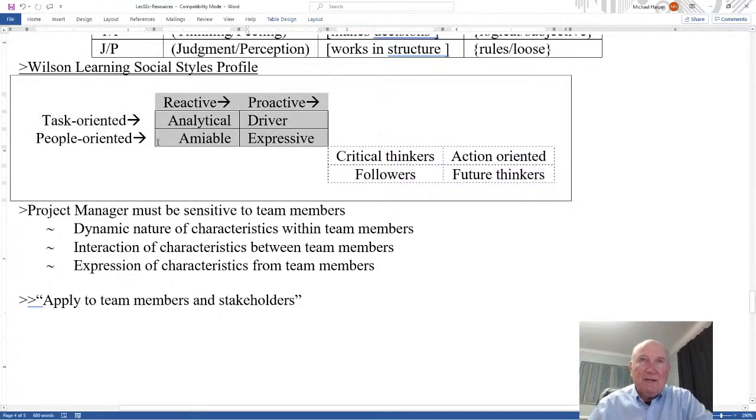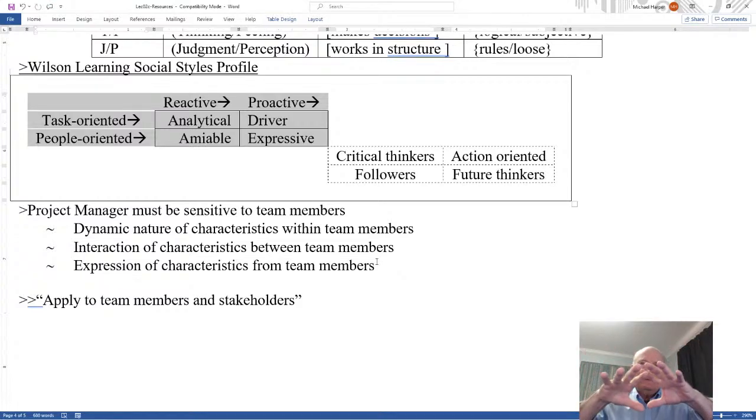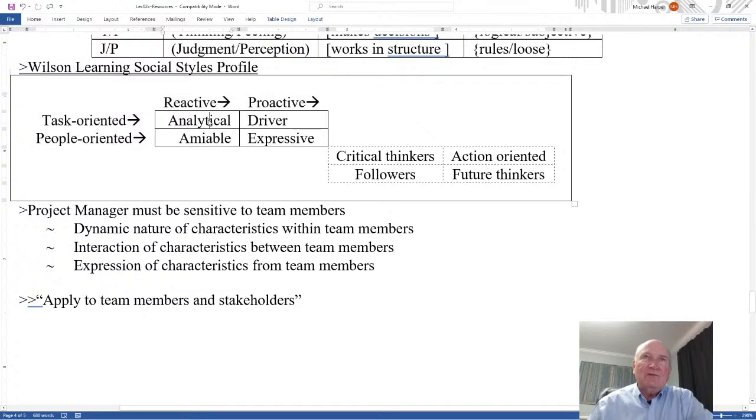Now, proactive, people-oriented is more expressive and saying, wait a minute, well, maybe we shouldn't be doing that. Let's think about this. Maybe there's a better way to do this. Maybe we can, it's more people-oriented in saying maybe we can come up with a better version of what these tasks are.